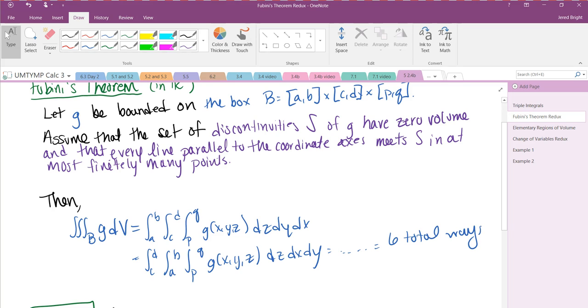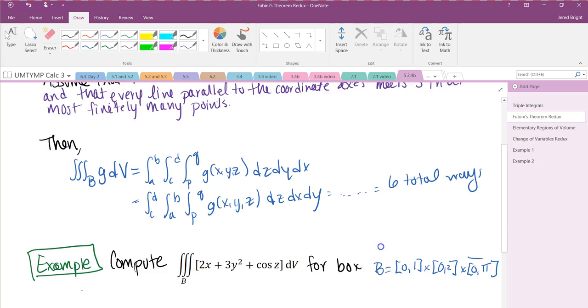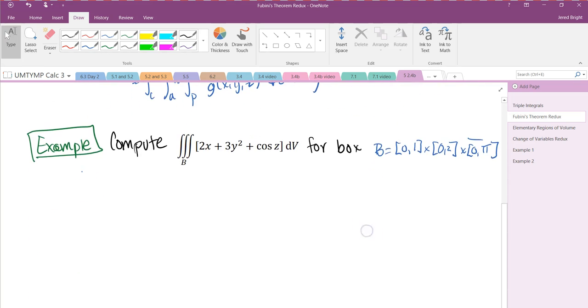All right, so let's take a look here. We're going to compute this integral to the best of our ability over this box. On this integral, where is the set of discontinuities? There aren't any, so that's good. And is it bounded? We're on a closed region, so it's going to be bounded, especially for polynomials and a nice trig function. So it's bounded, the set of discontinuities has 0 volume, and so on. Yep, that's all met. So let's go ahead and do the work.